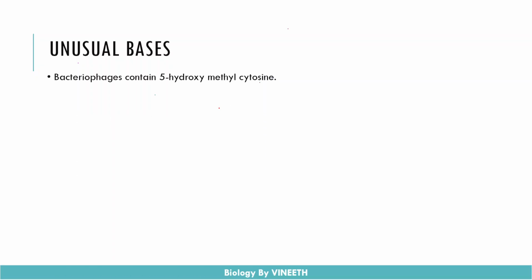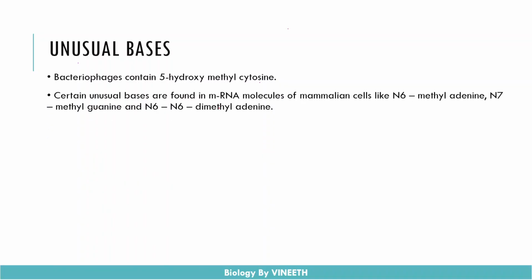Okay, so there are a lot of unusual bases in nature. The first one we have is 5-hydroxymethyl cytosine, which is in the bacteriophage, and second we have N6-methyladenine or N7-methylguanine. N7-methylguanine is adding a methyl group on the seventh nitrogen atom in guanine. That is the major component in the formation of the cap for this mRNA, in the capping process.